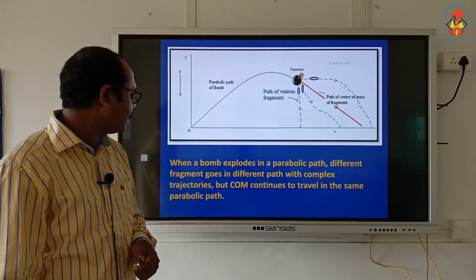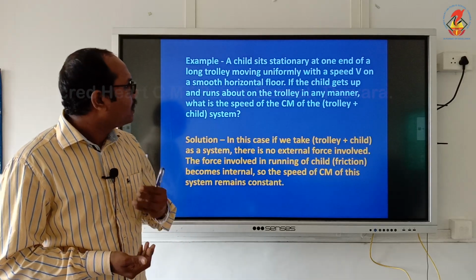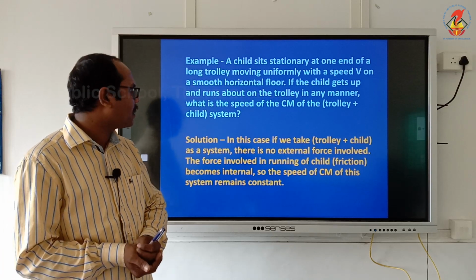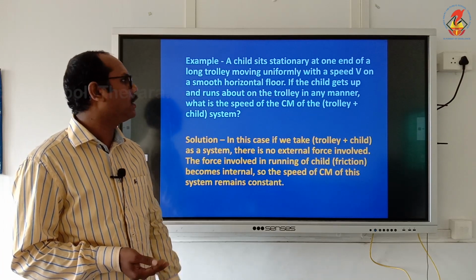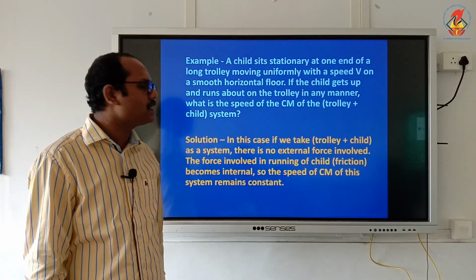Now, let us think about the second example. A child sits stationary at one end of a long trolley, moving uniformly with a speed v on a smooth horizontal floor. If the child gets up and runs about on the trolley in any manner, what is the speed of the center of mass of the system? That means trolley plus child.